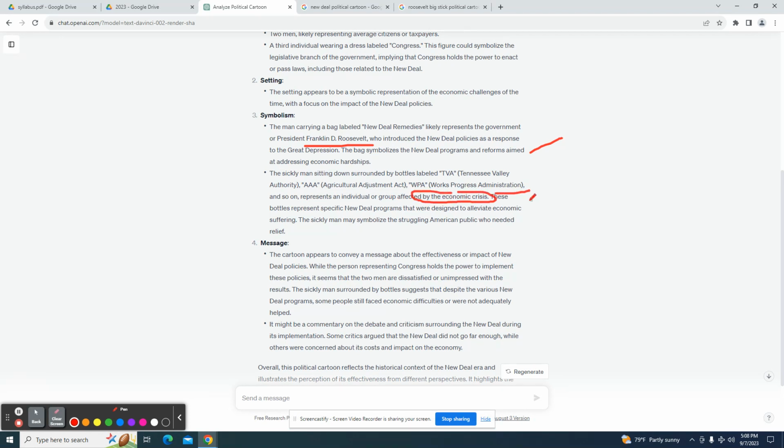The man sitting down represents an individual or group affected by the economic crisis. It is Uncle Sam's. I didn't quite pick that up. I wonder if it would. I'll ask it some more questions. And it does. The bottles do represent New Deal programs. It's looking at the effectiveness or impact of New Deal policies. I would say that is accurate. Holds the power to implement these policies. It seems that the two men are dissatisfied or unimpressed with the results. The man surrounded by bottles suggests that despite the... So this right here is a little bit questionable.